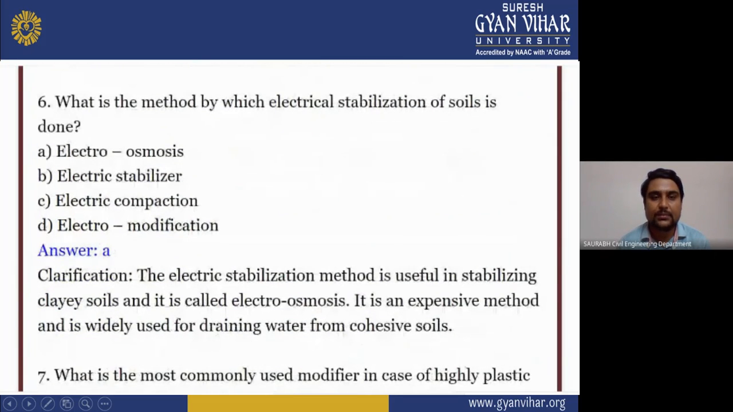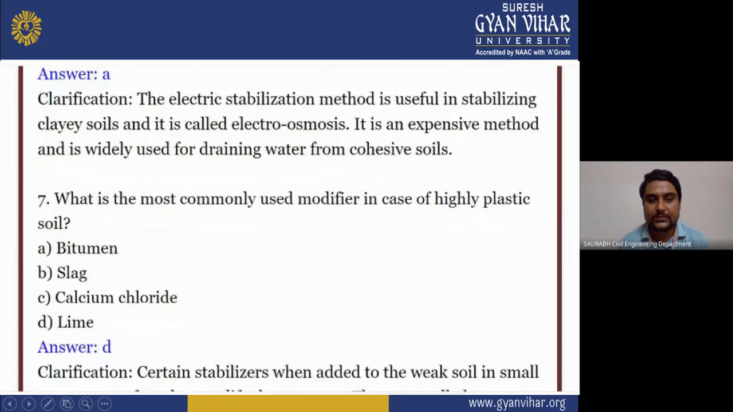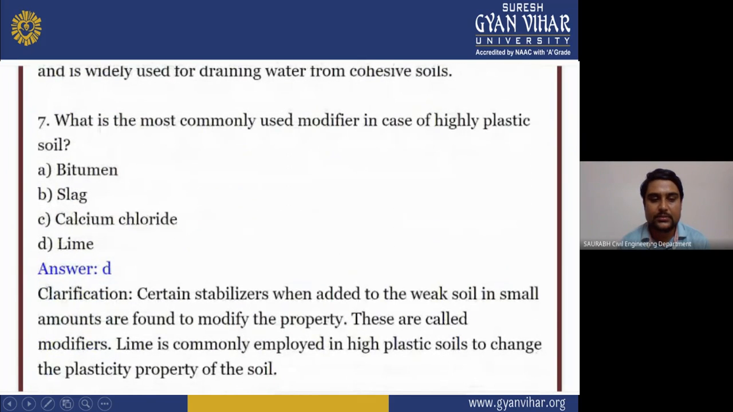Which is the method by which electrical stabilization of soil is done? Here the options given are: electroosmosis, electric stabilizer, electric compaction, electromodification. Here the right answer will be A, electroosmosis. The electric stabilization method is useful in stabilizing clay soil and it is called electroosmosis. It can be an expensive method and is widely used for draining water from corrosive soil. Come to the next question.